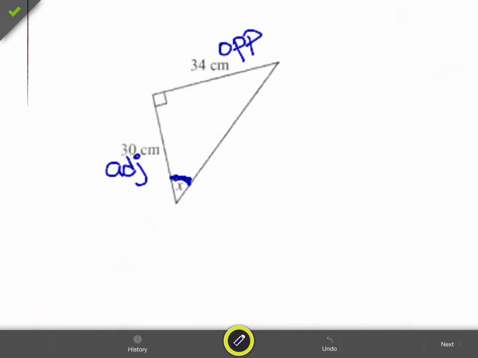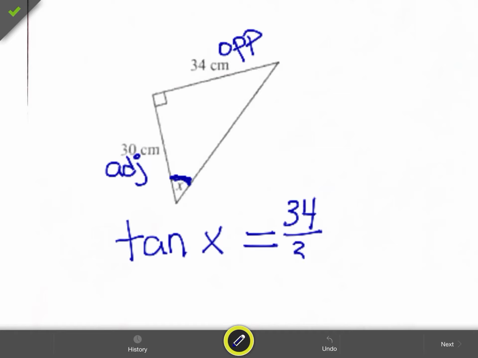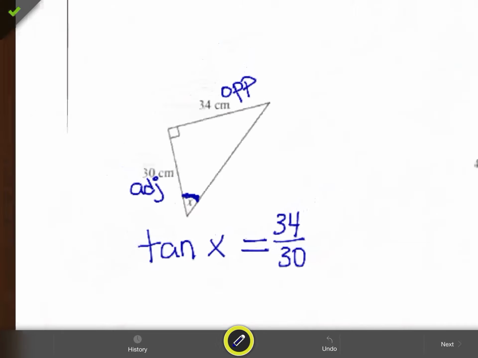So what trig function has those two pieces in it? So, ka, or toa? That would be toa, right? Tangent of my angle, which is x, equals opposite over adjacent. 34 over 30. So, check what you wrote. Great job if that's what you got. No worries if that's not. If you made a little mistake, just make sure you correct it. You don't want notes that have incorrect information.